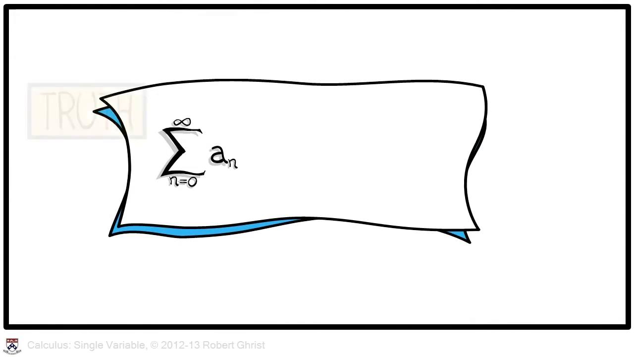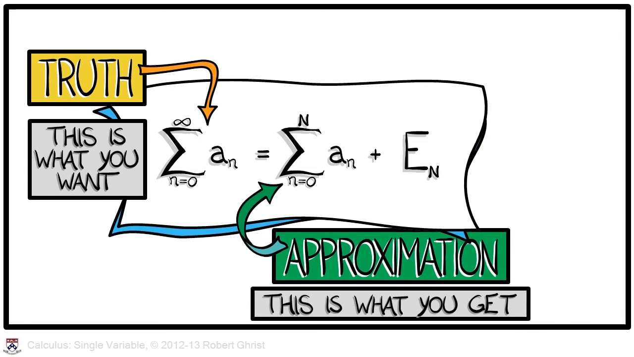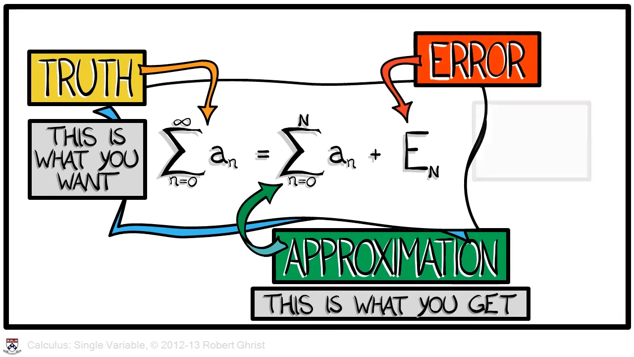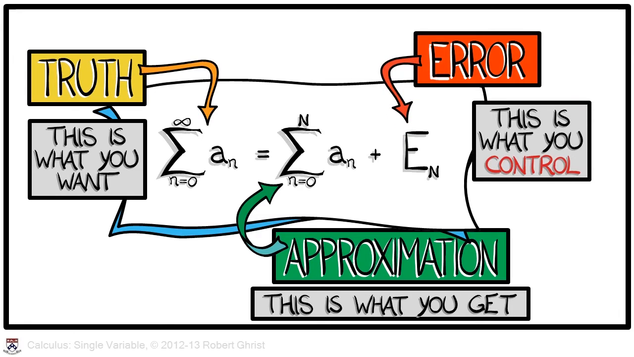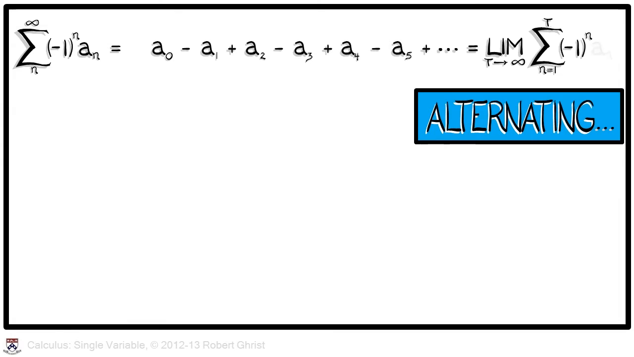In general, you're never going to be able to get to the truth. The true answer involves a limit, and that just takes a lot of work. In general, what you can do is come up with an approximation, let's say by summing up terms up to and including a sub capital N. Now, what's left over is the error that we will denote E sub capital N. You're not going to be able to compute that error exactly, since then you would know the truth, but you can control or bound that error. Let's see how that works in the context of an alternating series.